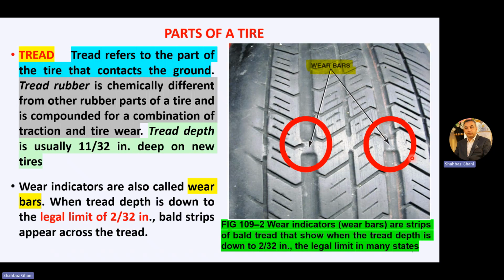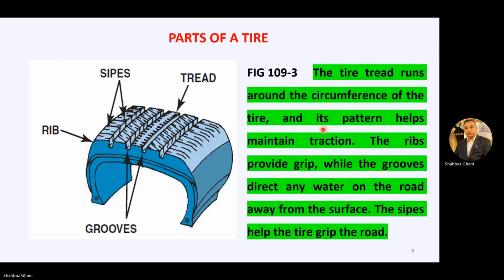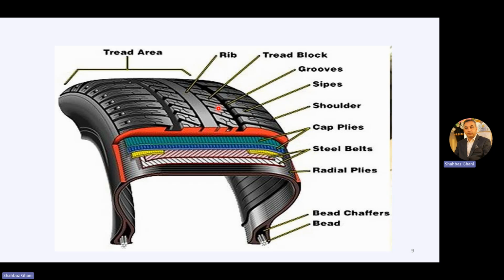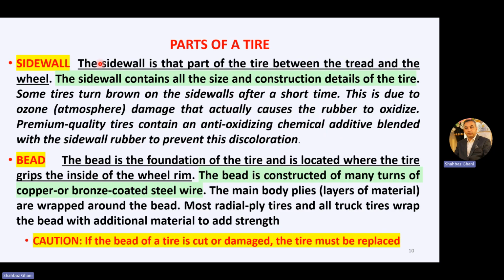Parts of tire: we have studied the tread, the main portion which is in contact with the surface, and this is the tread portion, and then the depth of the tread and the wear limits. Then further details of the tread area: the rib, the tread, the grooves and the sipes. Then side walls, what all is written on the side wall we have already seen. And then the construction contains all the size and details.